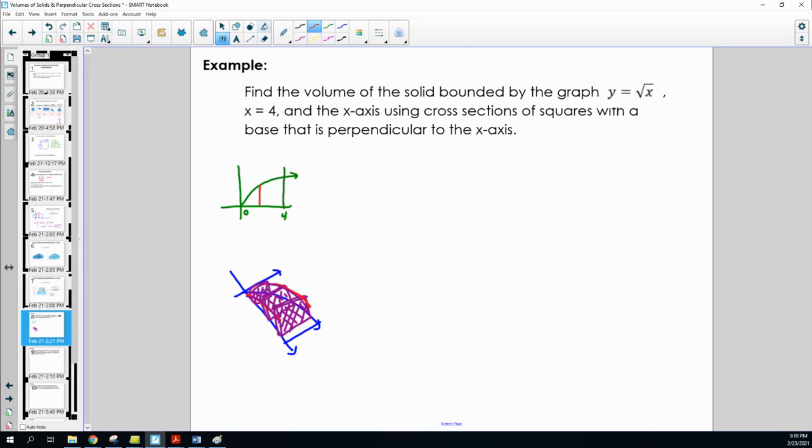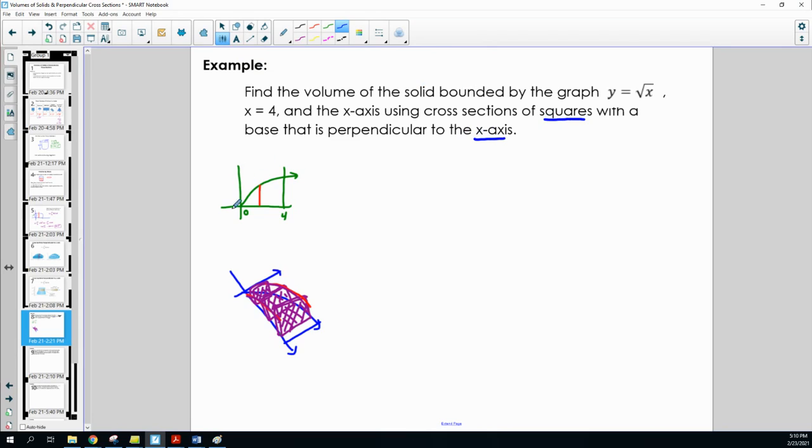Okay, whenever we're doing these problems, the first thing we want to think about is what shape are we using, and are we doing it perpendicular to the x or to the y? If we're doing it perpendicular to the x, we'll use dx, and you're going to use x as your variable. If you're doing it in terms of y, you're going to use dy and y as your variable. Here we're using, I'm going to underline here, squares and x-axis.